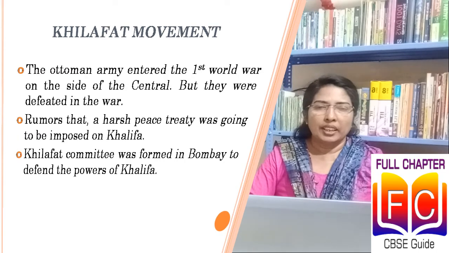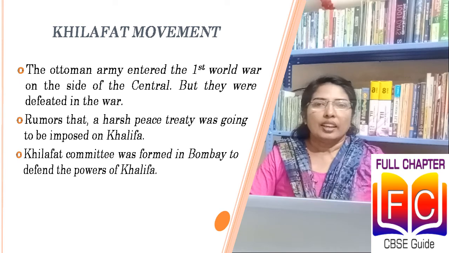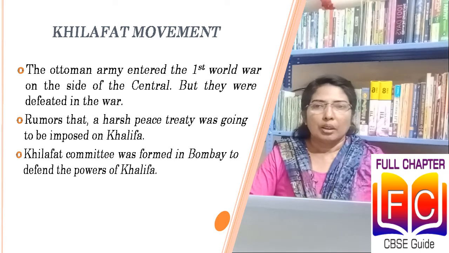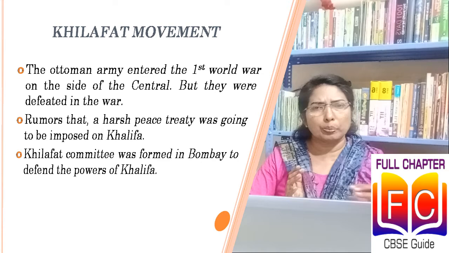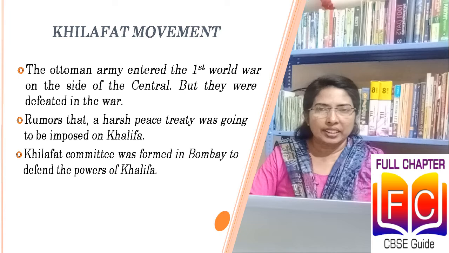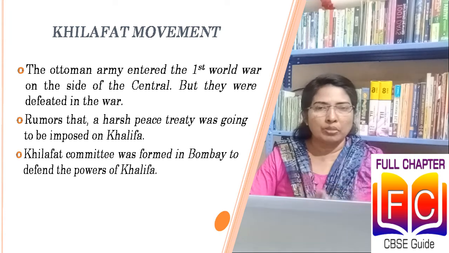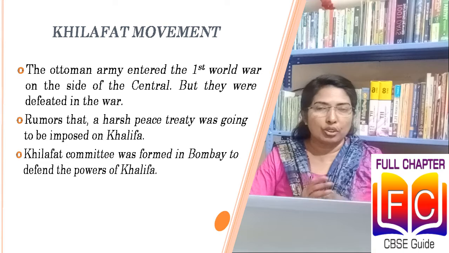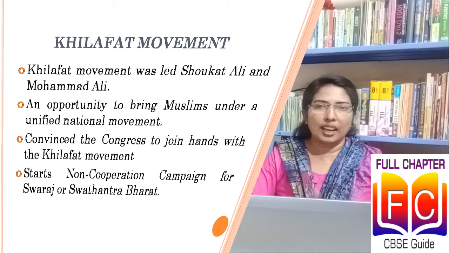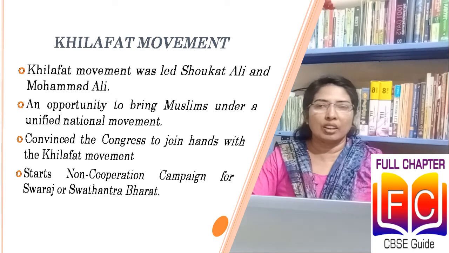The Ottoman army entered the First World War in 1914 on the side of the Central Powers including Germany and Austria-Hungary. But they were defeated in the war. There were rumors that a harsh peace treaty was going to be imposed on Khalifa. In March 1919, Khilafat Committee was formed in Bombay to defend the powers of Khalifa. Khilafat movement was led by two brothers, Shaukat Ali and Muhammad Ali. They were also called the Ali brothers.